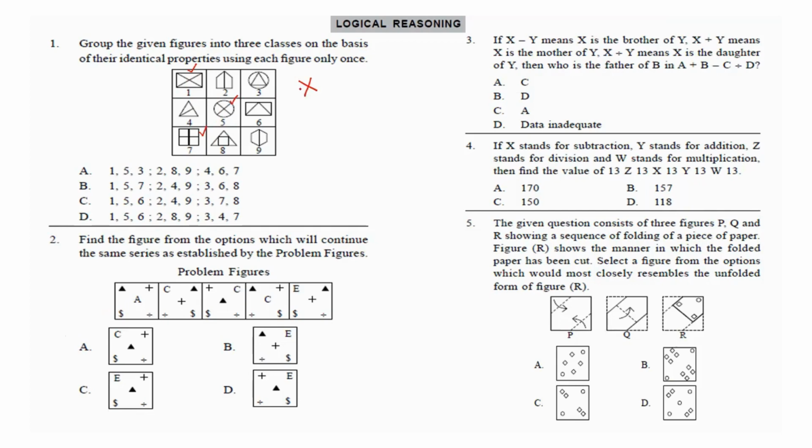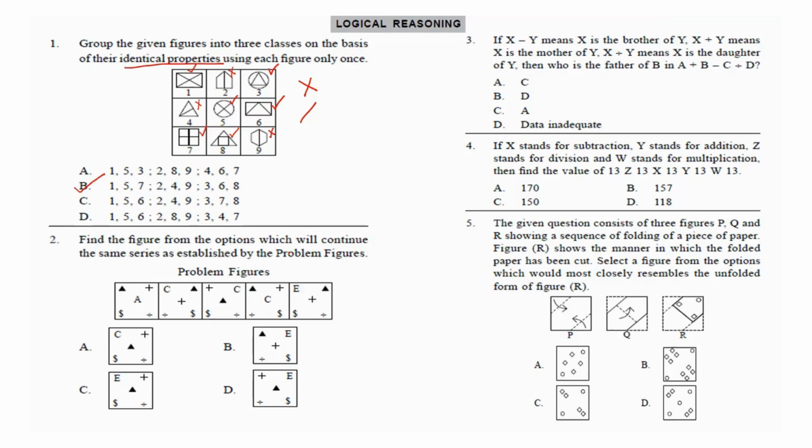Then you see number 2, number 4, and number 9. Here you will see just one strike. And then you see 3, 6, and 8. So you have a triangle inside or outside. So here, we have to see the figures nicely and find the identical properties in each of them. According to this, our correct answer should be option number B.